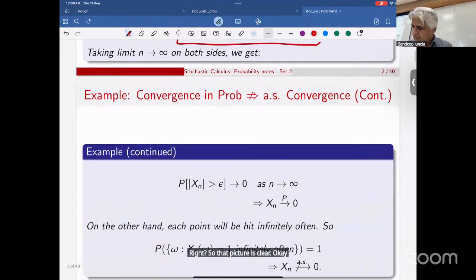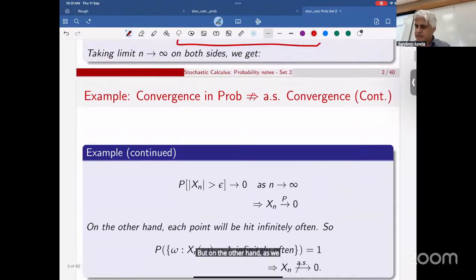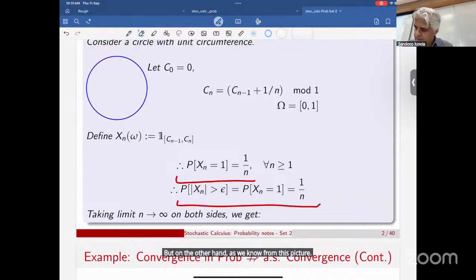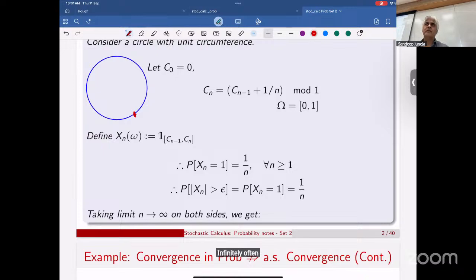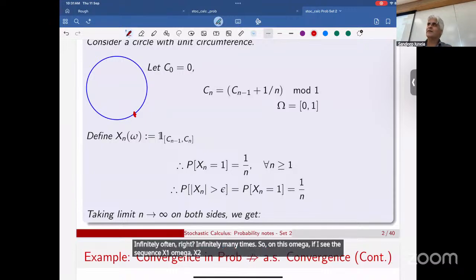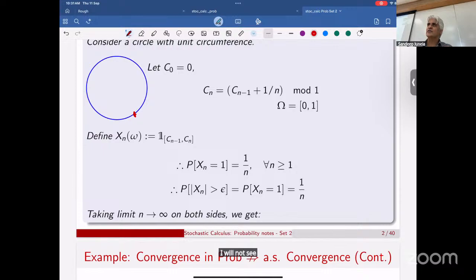But on the other hand, as we know from this picture, our pi's are going round and round on this circle again and again. So any point I take here will be covered by some pi infinitely often. So the random variable xn will be equal to 1 at this omega infinitely often, right? Infinitely many times. So on this omega, if I see the sequence x1 omega, x2 omega, x3 omega all the way, I will not see convergence to 0, because no matter how far I go, I still have a random variable which becomes 1. It's not going to be 0.